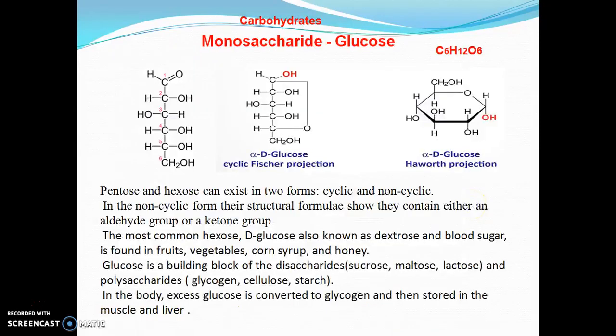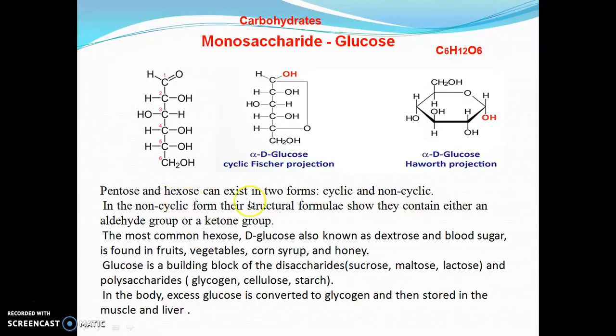Now first we see glucose in detail. Glucose has the molecular formula C6H12O6. So there are 6 carbons: 1, 2, 3, 4, 5, 6. These are the various forms of glucose. This is the open chain form and this is the cyclic form. The open chain can be converted into this cyclic form, which is also known as the Haworth projection formula structure, by intramolecular rearrangement.